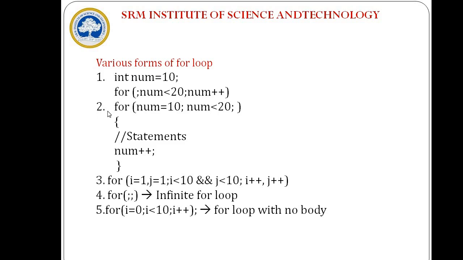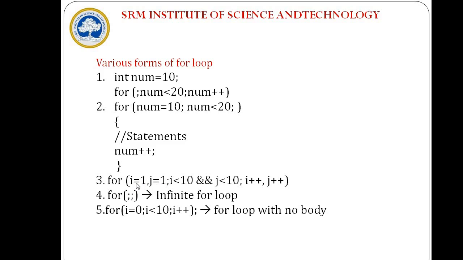The second variation is that the increment and decrement operation is omitted in the for loop. You can have that increment and decrement statement inside the body of your for loop. The third variation is that we can use two or more loop control variables in a single for loop. If you are using more than one control variable, each variable has to be separated by the comma operator.